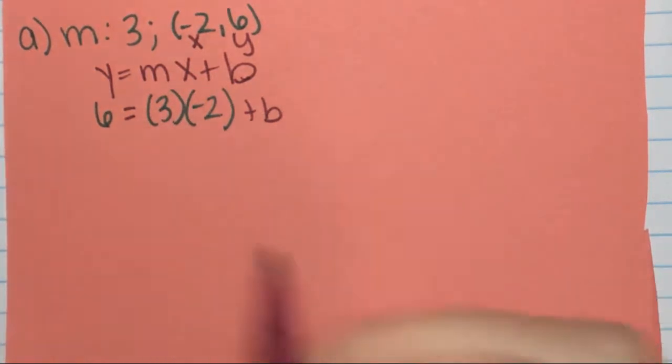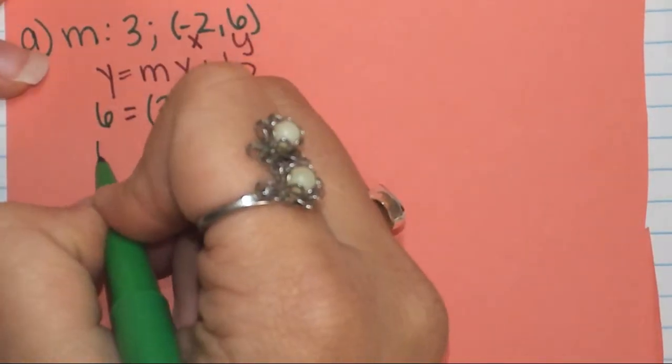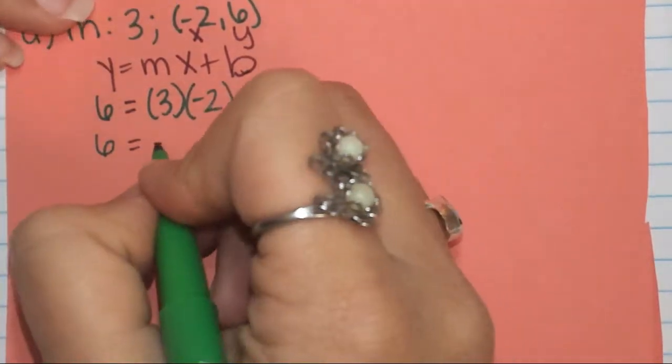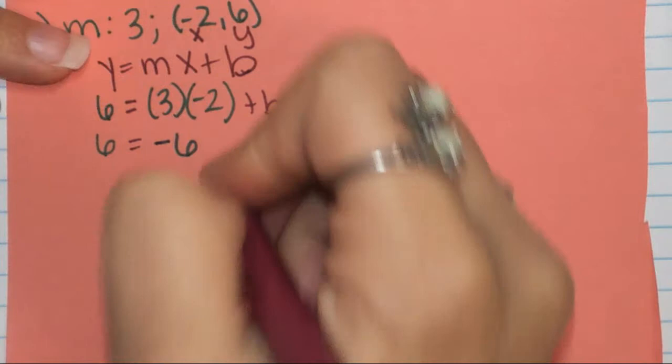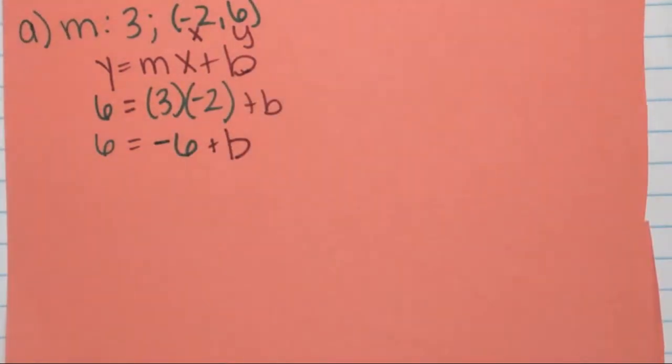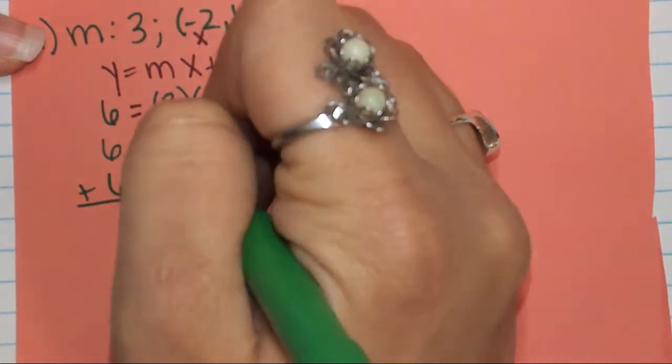Now, what's 3 times negative 2? Negative 6. So we have 6 equals negative 6 plus b. Now, what can we do to solve for b? Add 6 to both sides. Okay, same thing. So you add 6 to both sides.